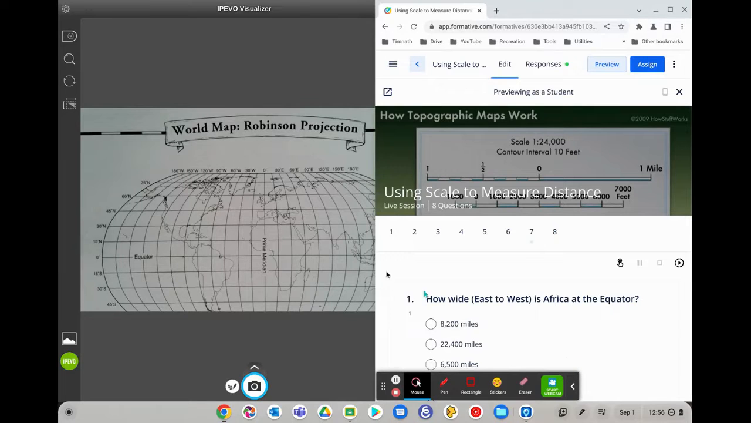Hello everyone, this is Mr. Tanner, and the purpose of this video is to teach you how to use the scale on a map so that you can find real world distances.